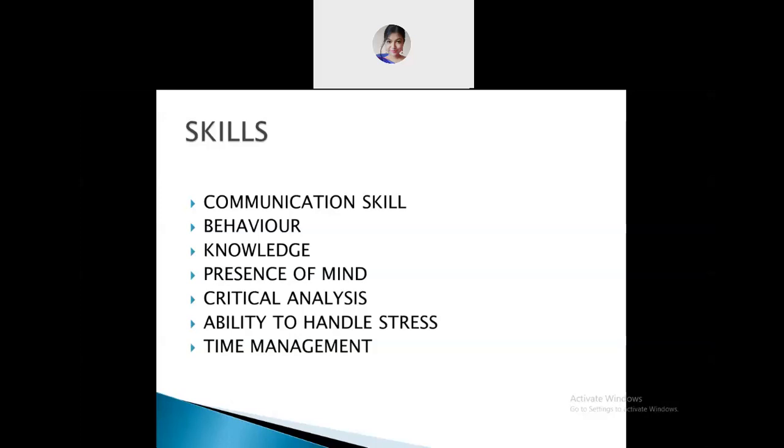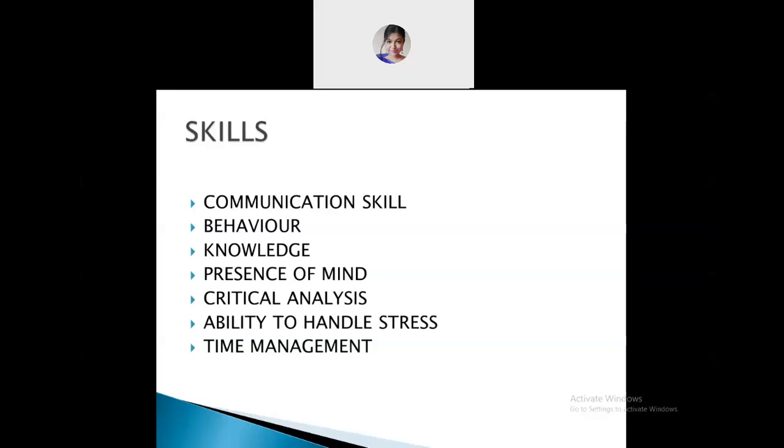So group discussion is a shortlisting process, as I have already mentioned, and it's a very, very tough process. It's not an easy one, so you cannot take it casually, because it is the first round of interview. You have to take it seriously, because the competition is too high.